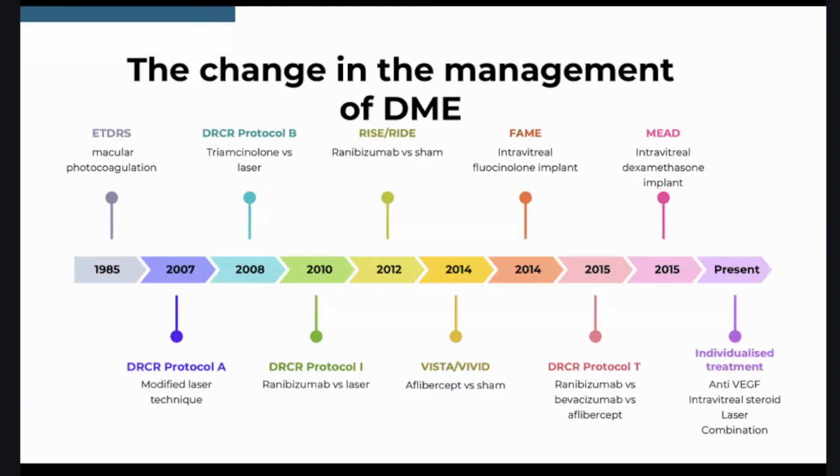The one thing that it did show, though, was that aflibercept seemed to work better in patients with an initial poor visual acuity. And so we're now at this point at present where we have anti-VEGFs that have been shown to work, intravitreal steroids that have been shown to work, laser has been shown to work. And now, we are using those agents in combination, or depending on what you have access to, because we know that they all do work, and some better than others.